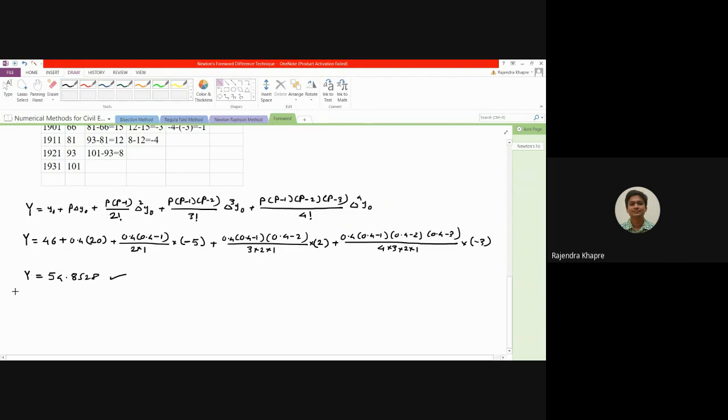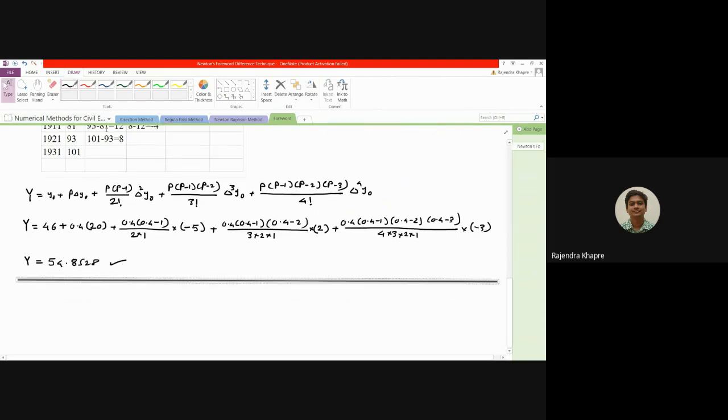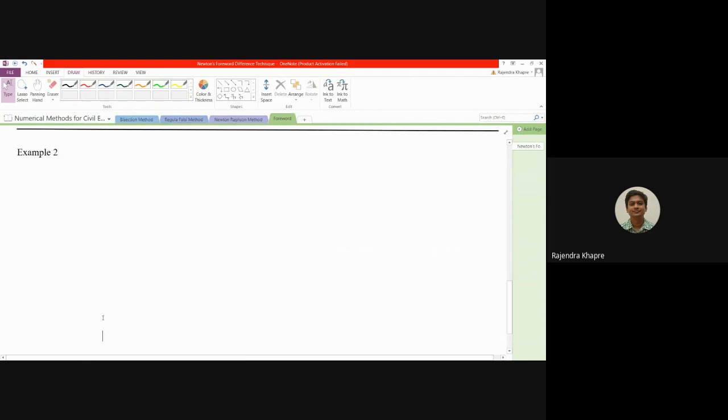Yes. Okay, so we will take one more example and this time we will go for extrapolation. Okay, so let us say this is example 2. So in this what we are going to do is we'll take simple values.